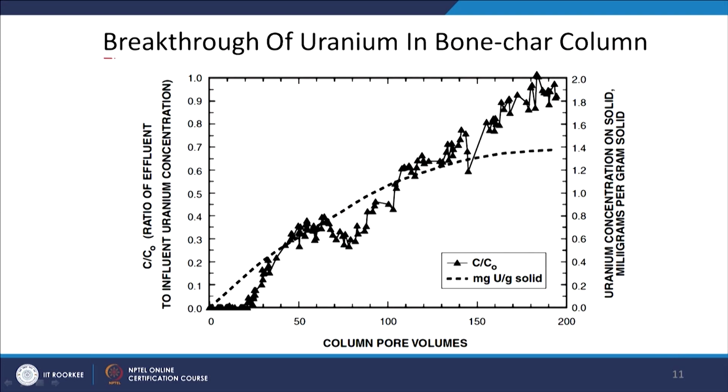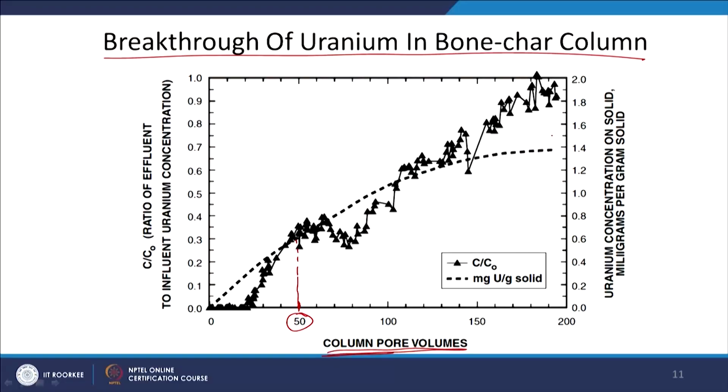Again, just data with respect to breakthrough of uranium in a bone char column, bone char though. So as I mentioned earlier, we have column pore volumes here, right? What does this particular data point on the x-axis mean? It means that 50 times the column pore volumes have been passed through the relevant column. If pore volume is x meter cube, then 50 times that volume has been passed through the column, right?